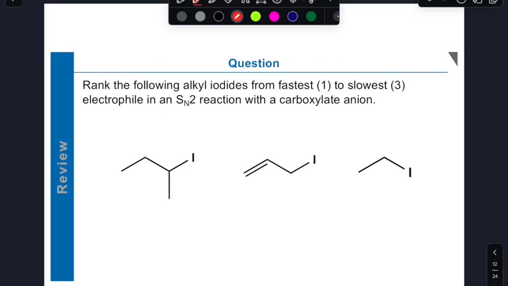So, quick review question. If you looked at these 3 molecules, these are all alkyl iodides, if we had to rank them from fastest to slowest, which one do you think fits into what category? So take a moment, maybe pause the video, think about it, and come up with your answer.